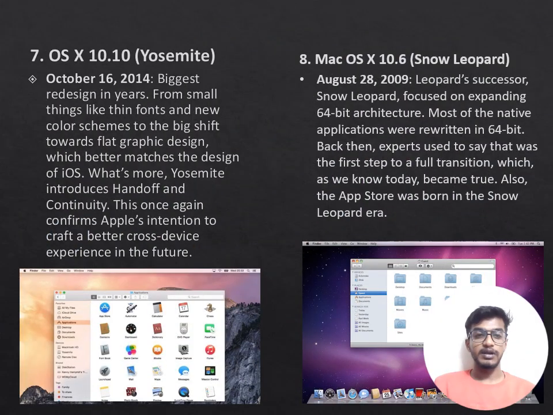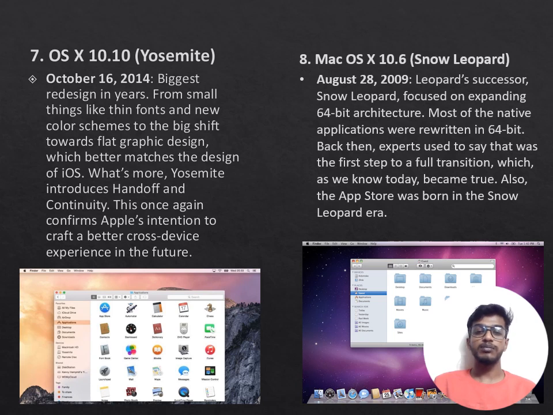OS X 10.10 Yosemite. It was released on October 16, 2014, the biggest redesign in years, from small things like thin fonts and a new color scheme to the big shift towards flat graphic design, which better matches the design of iOS. What's more, Yosemite introduces Handoff and Continuity. This once again confirms Apple's intention to craft a better cross-device experience in the future.